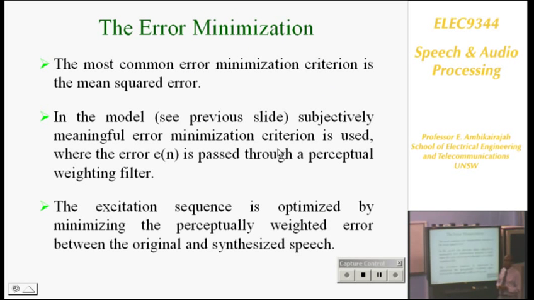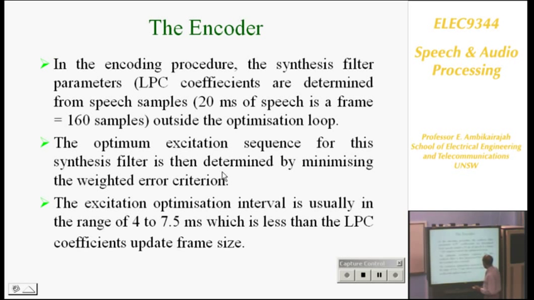Error minimization. How do we do error minimization? The most common error minimization criteria is the mean squared error criteria. So the model is looking at the error minimization criteria by passing the error through a perceptual filter first and then minimizing it. So by minimizing the error, what we are saying is that we have selected the correct parameters for the synthesis filter. And we will write the set of equations in a minute, right?